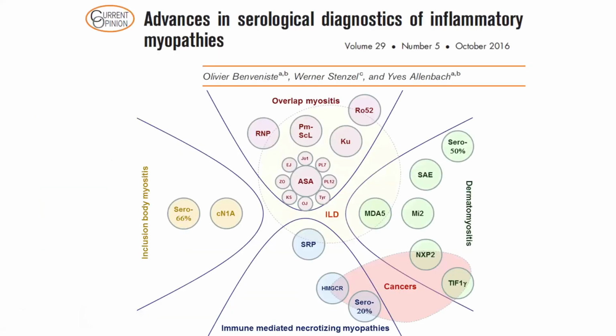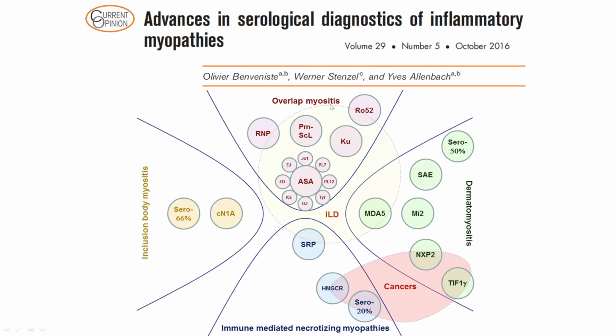So at the end of the day, this unsupervised classification is very similar to the one we proposed just by common sense, by observation of the patients, in four subgroups: the one of dermatomyositis with all these specific autoantibodies of dermatomyositis, and cancers are associated with anti-TIF1 gamma and NXP2, as you know. The group of immune-mediated necrotizing myopathies with anti-SRP and anti-HMGCR.